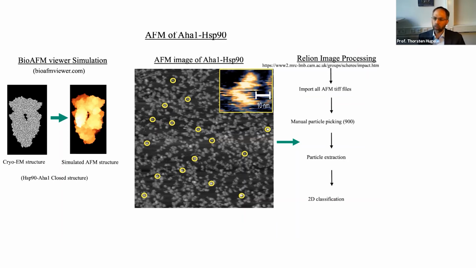And this is actually what was developed during the last years for cryo-electron microscopy. Relion is one of the software packages. There are several others also.